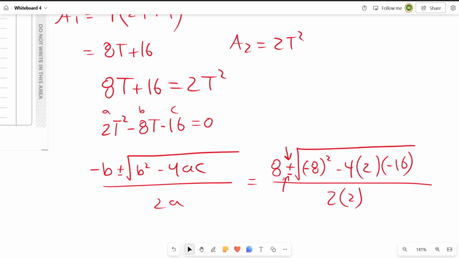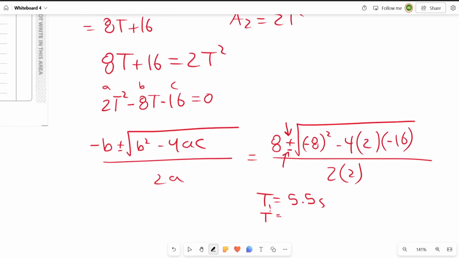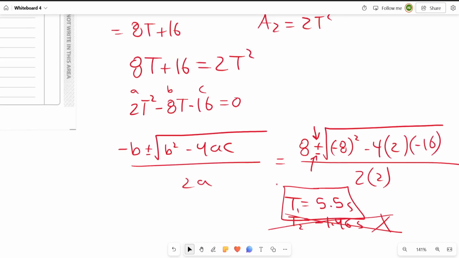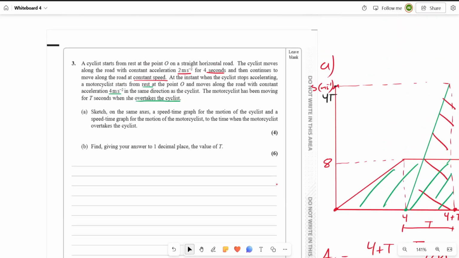The first answer is going to be t equals 5.5 seconds. That's the first answer. The second answer is when I change this to minus, and it is going to give me an answer of negative 1.46 seconds. That is wrong because time can never be negative, so I'm going to neglect this, and my answer is going to be 5.5 seconds. And this is the time where the motorcyclist overtakes the cyclist.